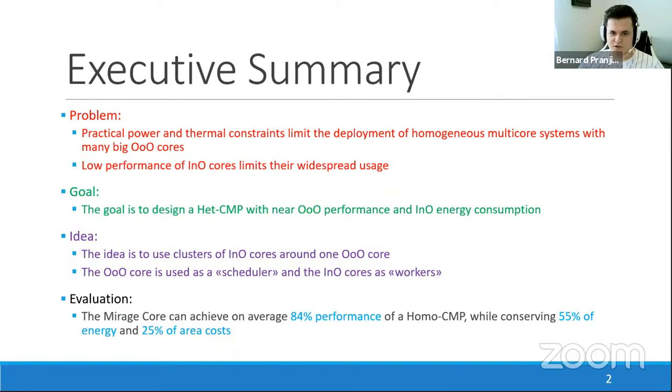And the Mirage core can achieve on average 84% performance of a homogeneous chip while conserving 55% of energy and 25% of area costs.